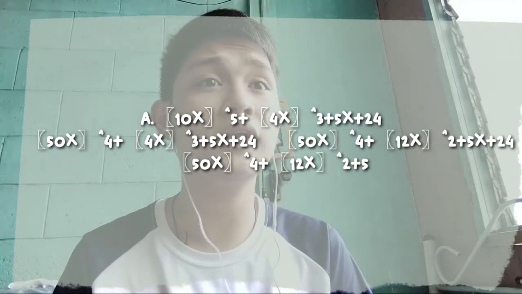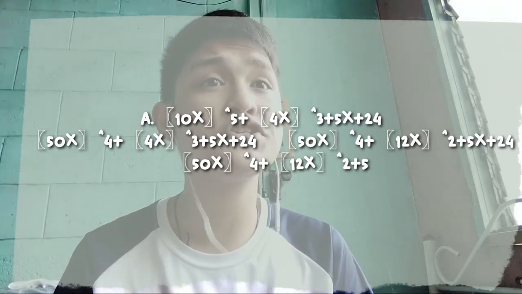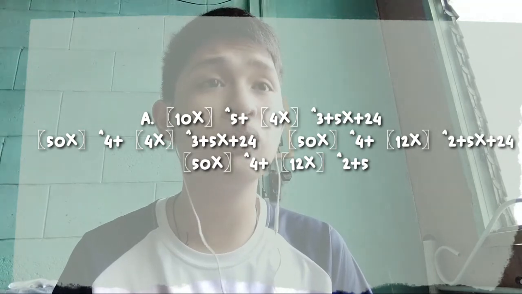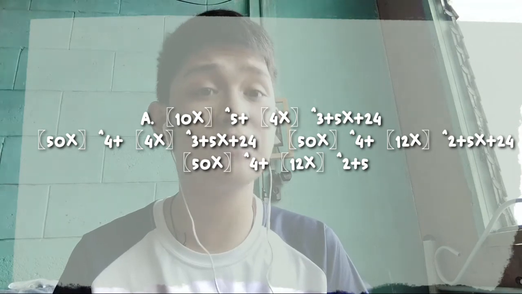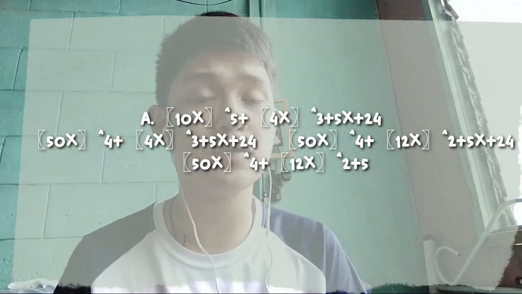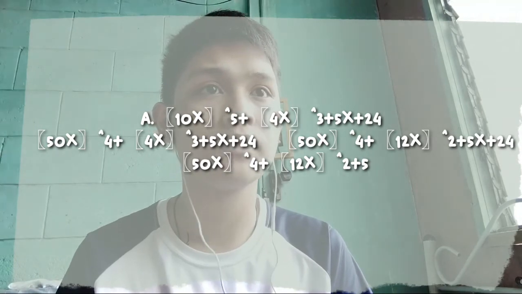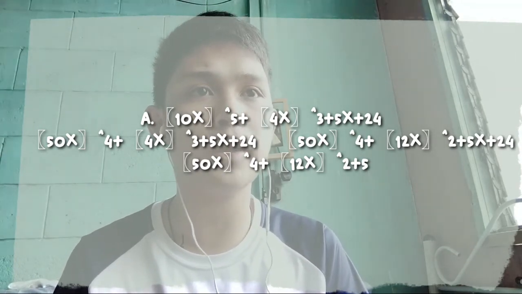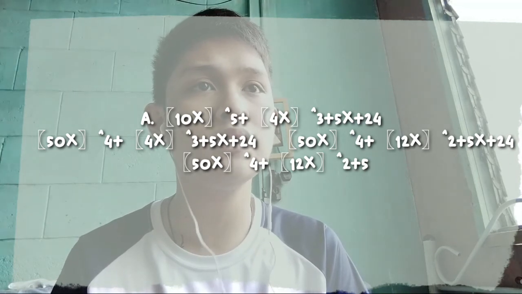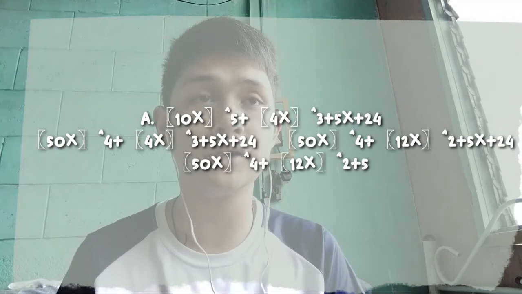As stated earlier, we will multiply the constant to the exponent. So in our first term, 10x raised to 5, it will become 50x raised to 4 because 10 times 5 is 50, and then x raised to 5 reduced by 1 will be x raised to 4. On our second term, 4x cubed, it will become 12x squared because 4 times 3 is 12, and then x cubed reduced by 1 will be x squared.